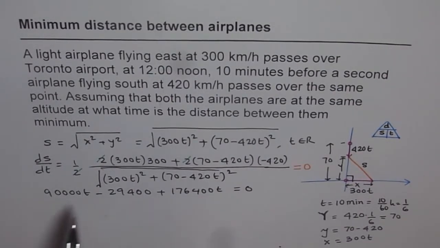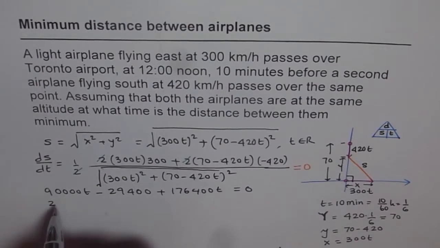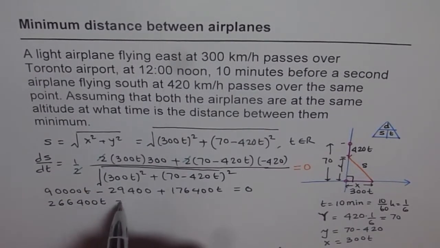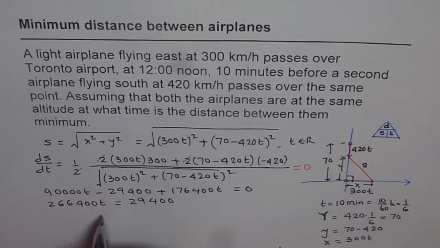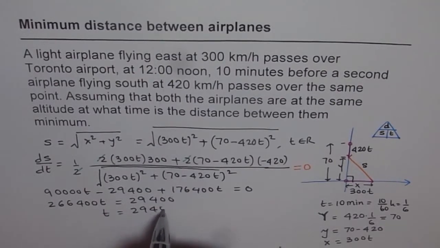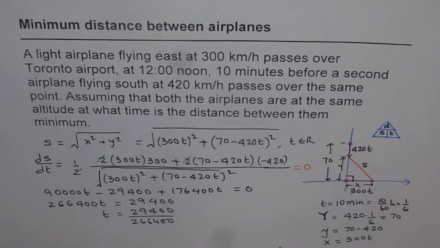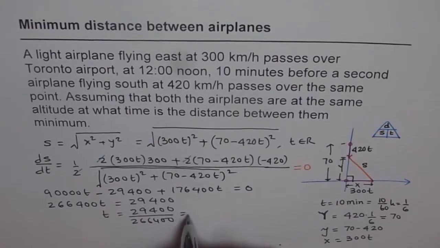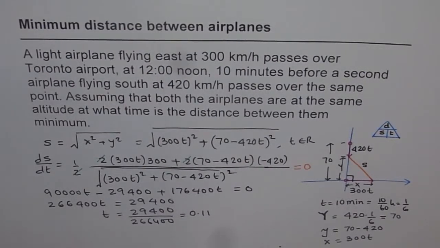Now we can combine these terms and we get 90,000 plus 176,400. Let's add them up, and we get 266,400t equals 29,400. Okay. Now from here we can find what t is. So t is 29,400 divided by 266,400. Let's do that. 29,400 divided by 266,400, we get 0.11. So this is equal to 0.11, right? So that's what we get.